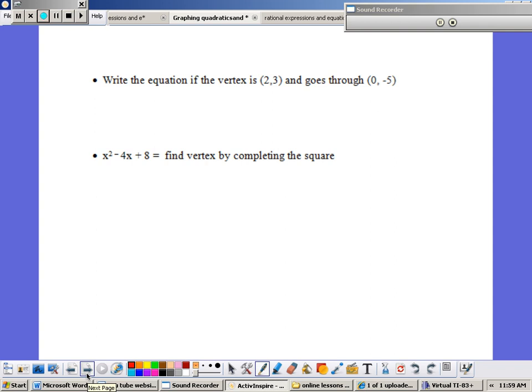Okay, so let's write the equation of a vertex of 2, 3 that goes through 0, negative 5. Okay, several things we need to know. The vertex is h and k. This is a point, so it must be x and y. And my formula is y equals a times x minus h squared plus k. So my y is negative 5 equals a times x, 0 minus h, 2, squared, plus k, 3. Negative 5 is equal to a times 4, because negative 2 squared is 4, plus 3.